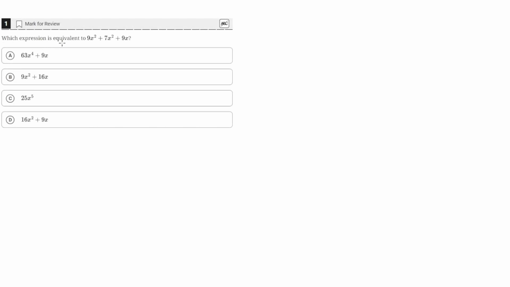Which expression is equivalent to 9x squared plus 7x squared plus 9x? So this question, we just add together like terms. So the two x squared terms here. So 9 plus 7 is 16. So 16x squared plus 9x. And that's all the simplification we can really do. And this is just answer choice D.